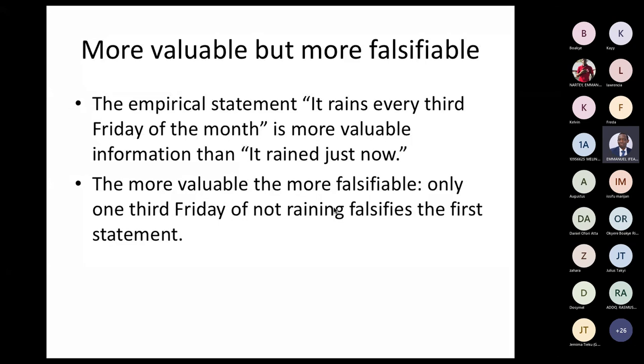Now, if it is raining just now, it can only help you to do certain things that last during the duration of the rain. But if you get information that it rains every third Friday of the month, it will affect much more things that you do. You could decide that every third Friday of the month, you wouldn't go to certain places.